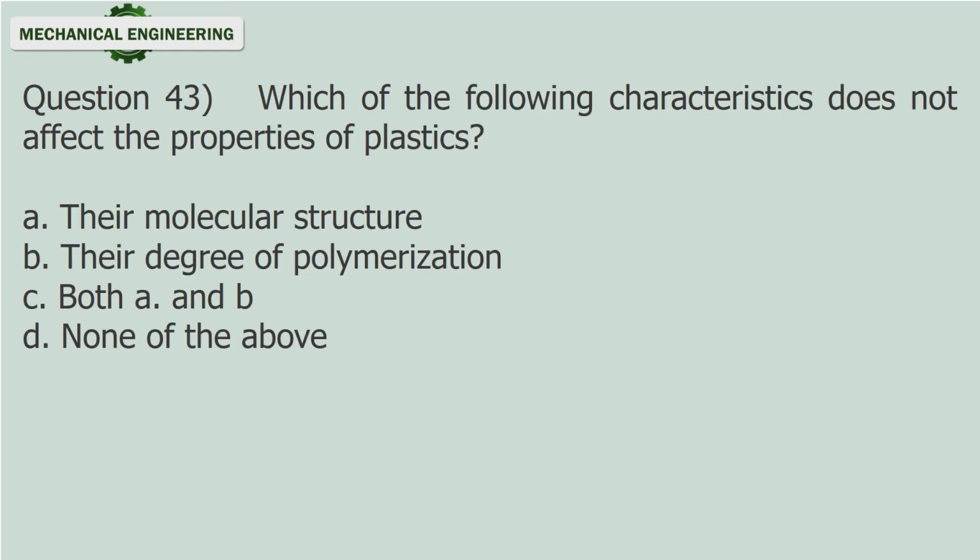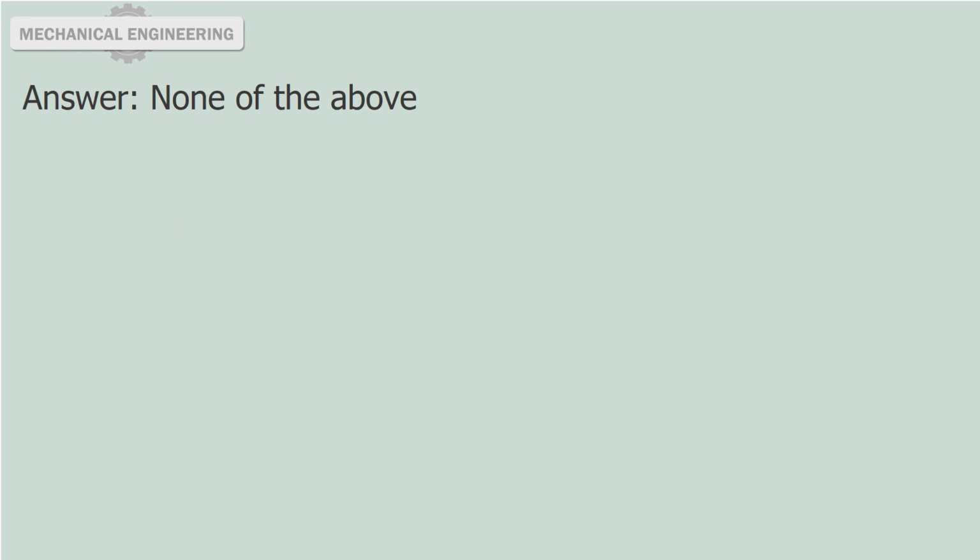Question 43. Which of the following characteristics does not affect the properties of plastics? A. Their molecular structure. B. Their degree of polymerization. C. Both A and B. D. None of the above. Answer: none of the above.